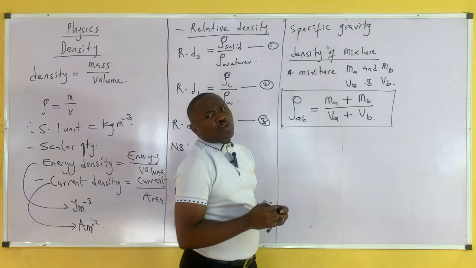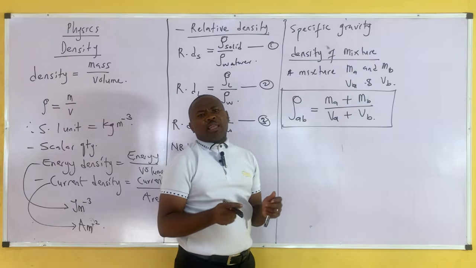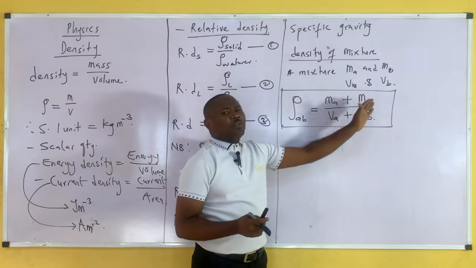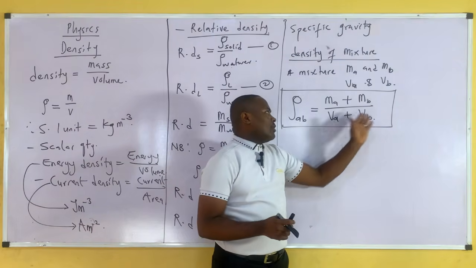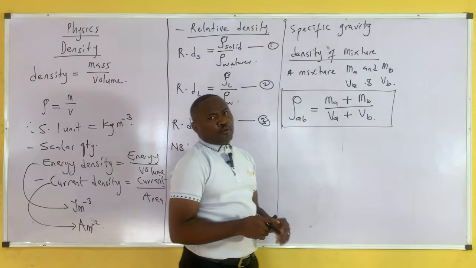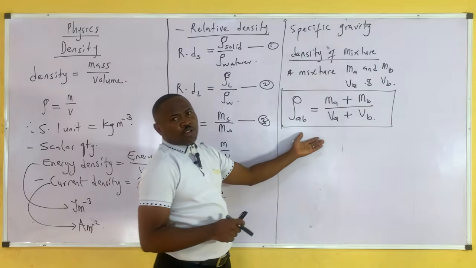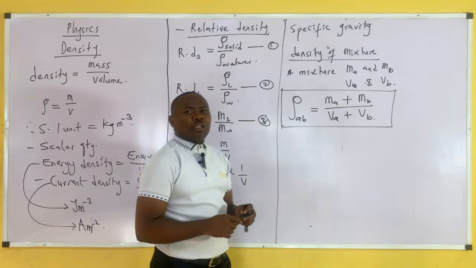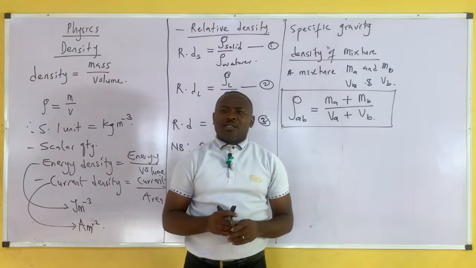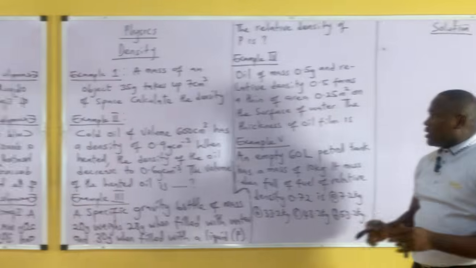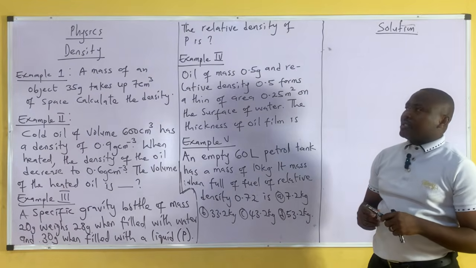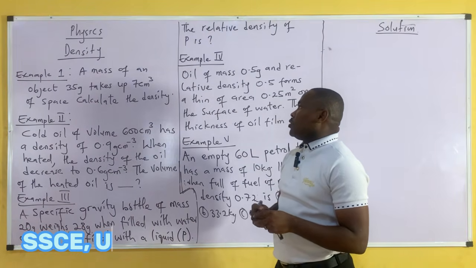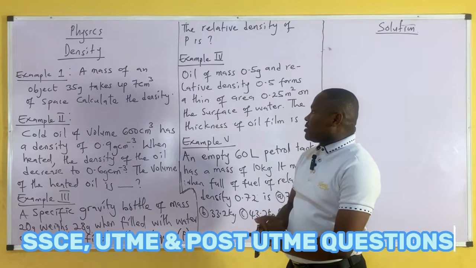So if a mixture consists of various components and they have their masses and volumes, what you simply do is add up the masses, all over the addition of the volumes. That's how we solve questions involving densities of mixtures. Now we'll be looking at some examples from SSCE, UTME, and post-UTME questions.